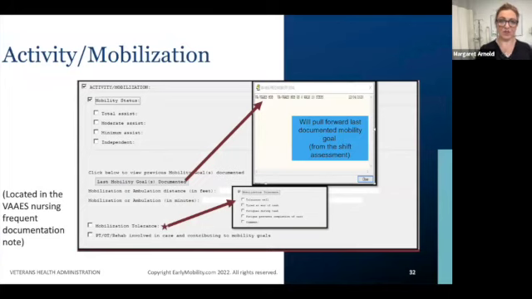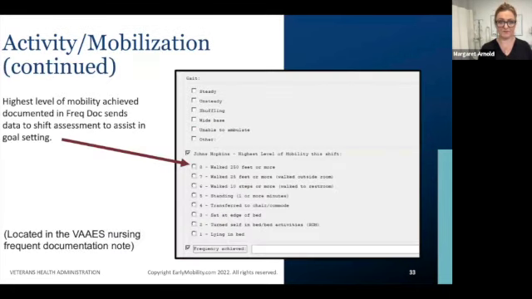In your frequent documentation note, you will see the activity and mobilization order, and you will see the mobility status again. The last mobility goal from the prior note will pull forward into your frequent documentation note. And you also have a spot to check how well they tolerated their mobility. In your frequent documentation note, you also have your Johns Hopkins highest level of mobility.